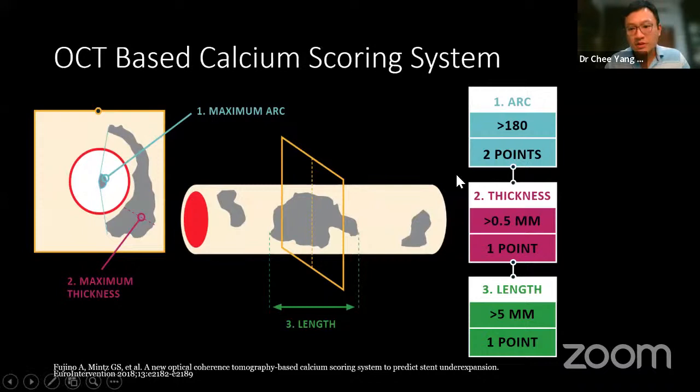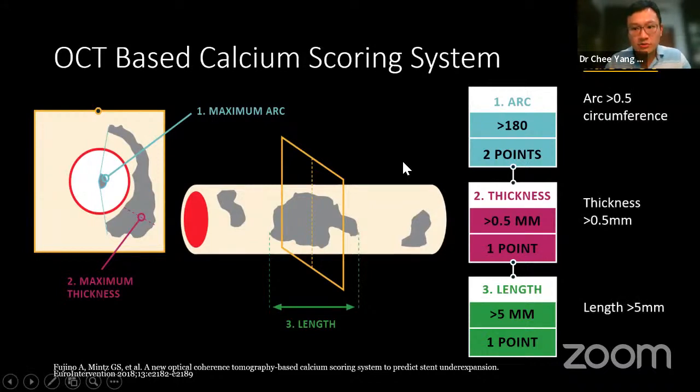How to remember these points? You can use the so-called rule of 5s. So if you've got an arc of more than half, or more than 0.5, of the circumference, which is 180 degrees, you get 2 points. So maximum arc of calcium more than 180 degrees gives you 2 points. Maximum thickness of calcium of more than 0.5 millimeters or 500 microns gives you 1 point. And a total length of more than 5 millimeters gives you another point.